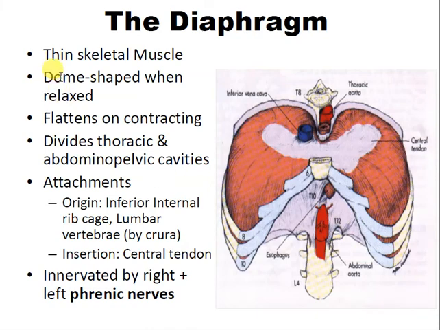The diaphragm is a thin skeletal muscle covering, dome-shaped when relaxed, flattened on contraction, which divides the thorax and abdominal cavities. In terms of attachment, its origin is the inferior internal rib cage and lumbar vertebra, attached by crura, and insertion is on the central tendon. It is innervated by the right and left phrenic nerve. We can discuss later about the phrenic nerve and things like that in the thorax.